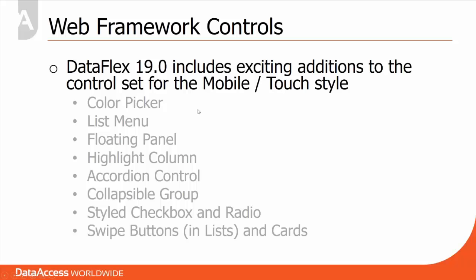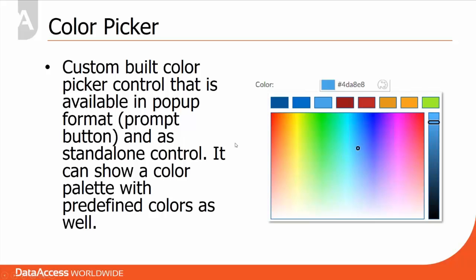Web framework controls is the next area that we've done as far as web applications go. We've added a really nice set of new controls for mobile applications, mainly for mobile. Some of them can be used for desktop applications as well, but mainly for mobile. And we're just going to run through these real quick. First thing is a color picker. A lot of these are not going to need very much explanation because they're pretty obvious what they do. You got a color picker, you'll be able to use it.